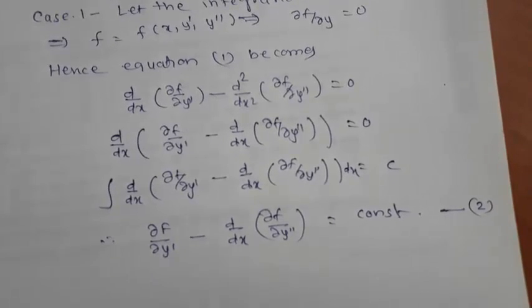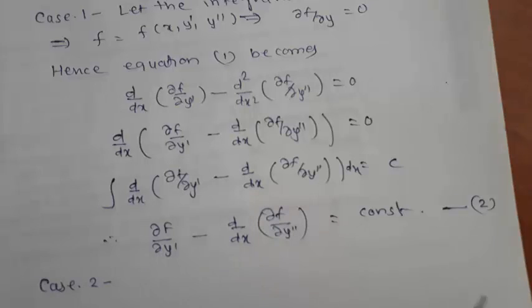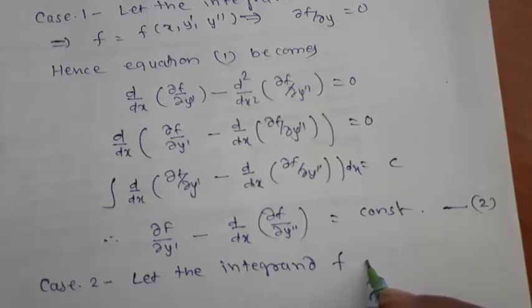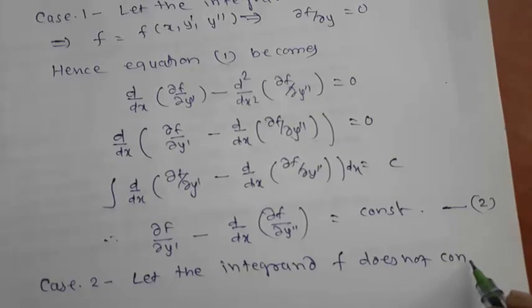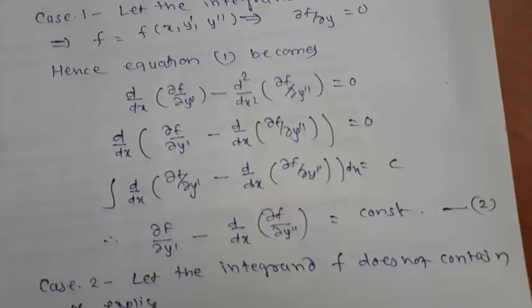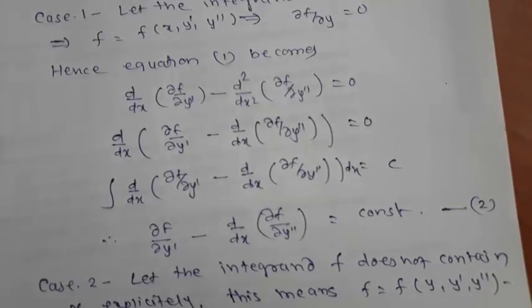Now consider case 2. The integral does not contain x explicitly. Let the integrand f not contain x explicitly. This means f becomes f of y, y dash, y double dash, and this implies dou f by dou x equal to 0.